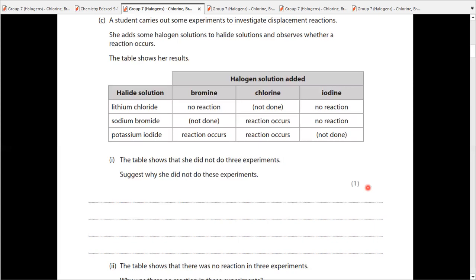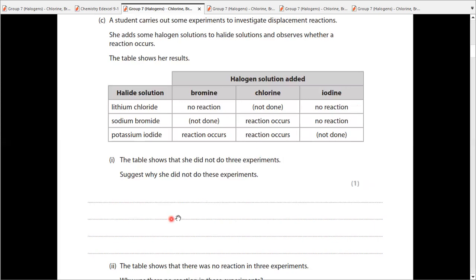Sir, I don't know. Okay. A little bit of a hint. I'm not going to tell you the answer. You're going to figure it out yourself. But as soon as you see not done written in the table, I suggest you go to the very start of the row on your left, try to find which halide it is, and exactly at the same time, go to the very top of the column and try to find which halogen it is.